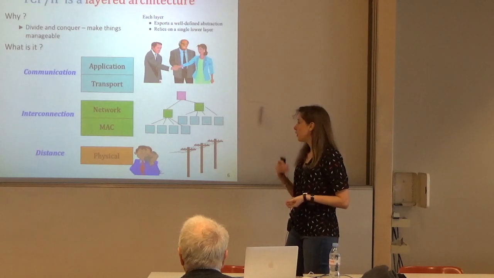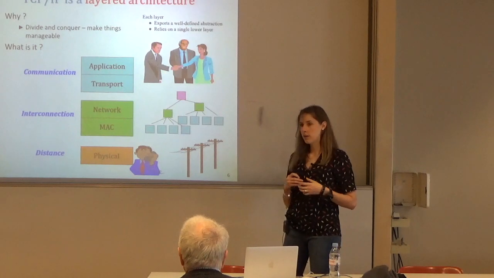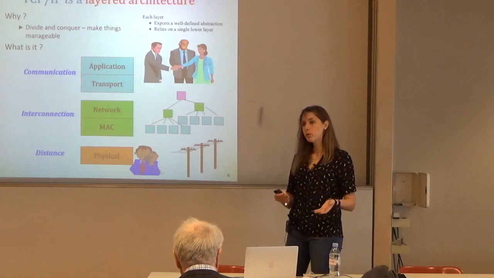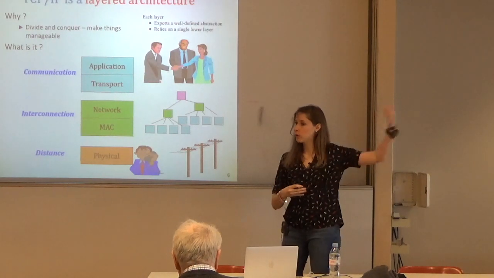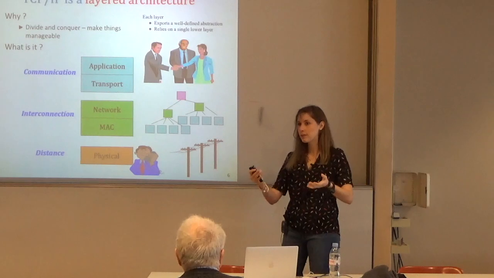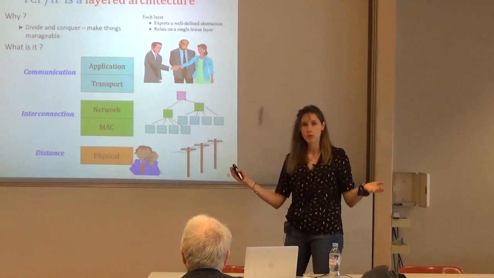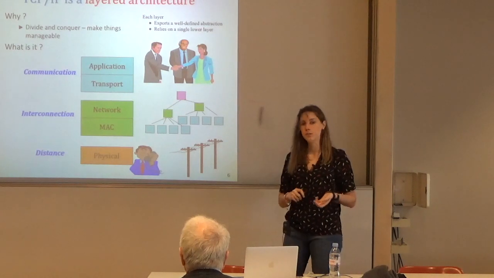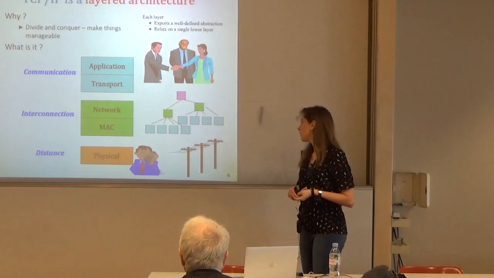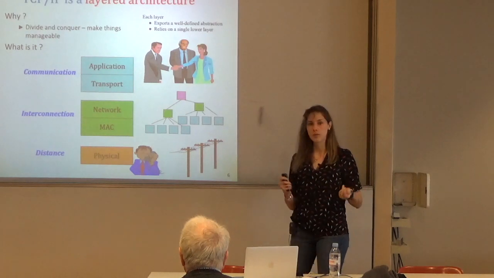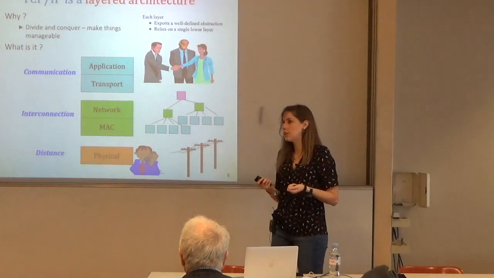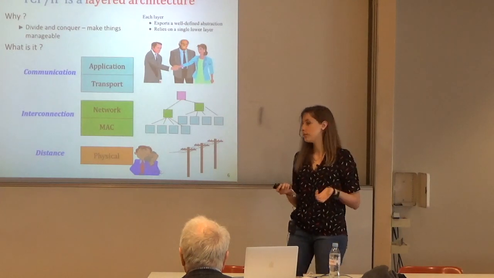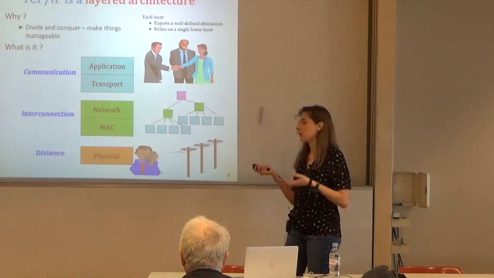Then below this, we have the interconnection layer, which allows devices to be interconnected. When you use your phone and you want to communicate with someone else via WhatsApp, for instance, the packets or the messages need to travel across the world, and all this is managed by the interconnection layers. And finally, we have the distance layer, which transforms bits of information into physical quantities like electromagnetic waves, or whatever type of physical quantity is used.